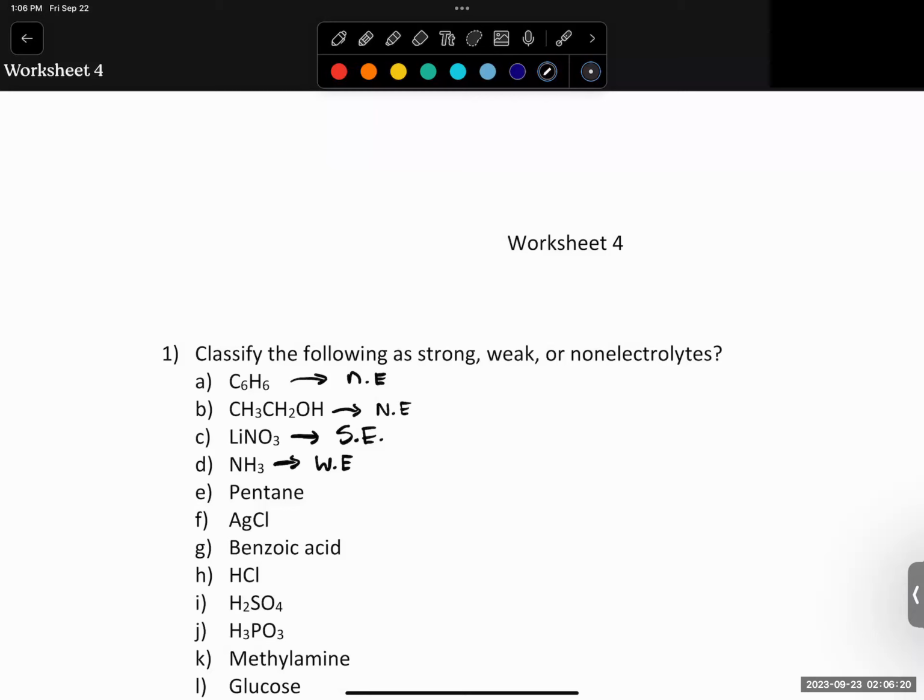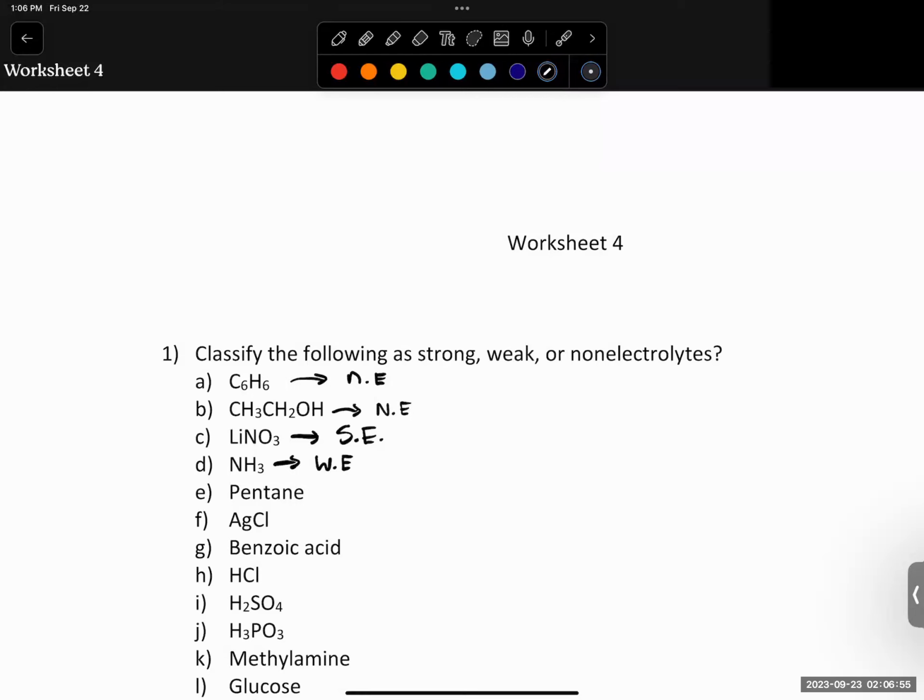Or any other elements that can make it? No, not for this class, okay? You're going to see nitrogen in other compounds, like in C, but just because it's not in a covalent compound means it's not basic. That's just a soluble salt in C. But because NH3 is a covalent compound that has nitrogen, it's going to be basic. So it's a weak base, which means it's a weak electrolyte. All right. What about E?